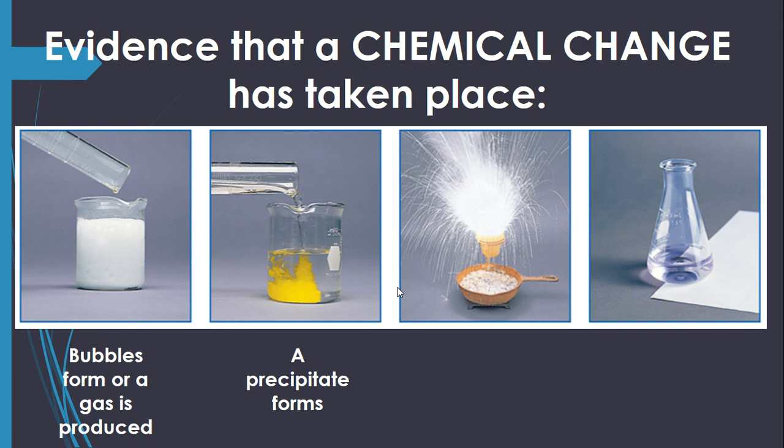What a precipitate is: here we have a clear liquid and we have a clear liquid here. When you mix the two clear liquids, you get this yellow solid, and that's called a precipitate. So if you see a precipitate when you mix two clear liquids, that's considered a chemical change.